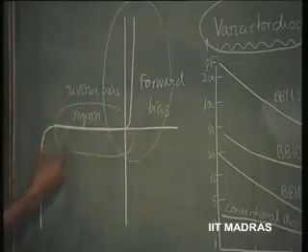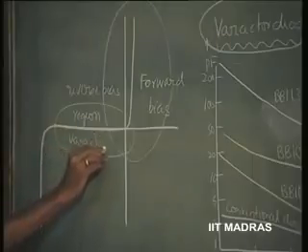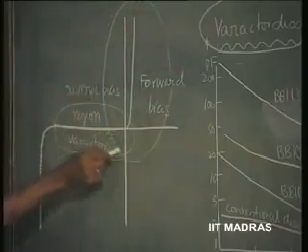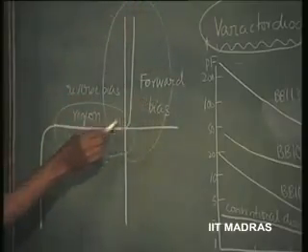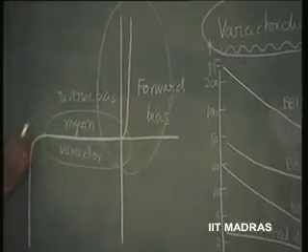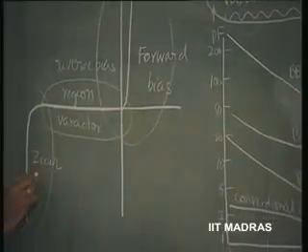It is in this region that it is used as varactor. It is in this region it is used as a rectifier diode. It is in this region it is used as a varactor. It is in this region it is used as a Zener diode.